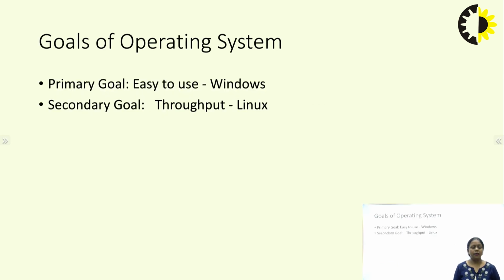Now, what are the major goals of operating system? You can see here there are two goals: primary and secondary. The primary goal is ease of use. The operating system makes the computer easy to use for the users. For example, Windows. Windows is popular because it is very easy to use. That's why we are using the Windows operating system, and 90% of users use it. And the secondary goal is throughput. Throughput means the work done in unit time. Linux is a good operating system which has good throughput. That's why nowadays Linux has gained popularity. So these are the major goals of the operating system: to make the system easy to use and to increase the throughput of the system.